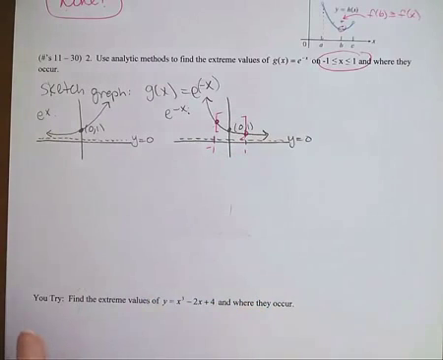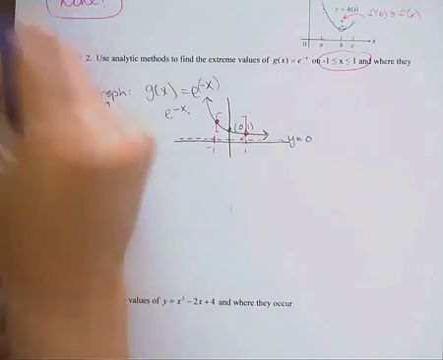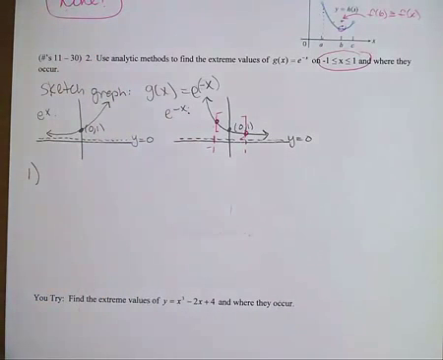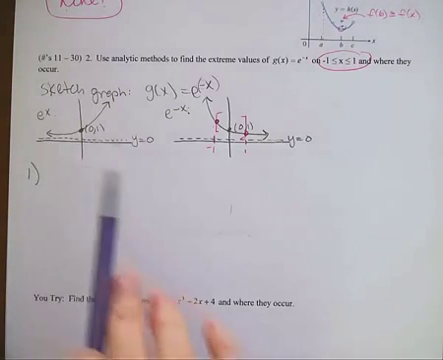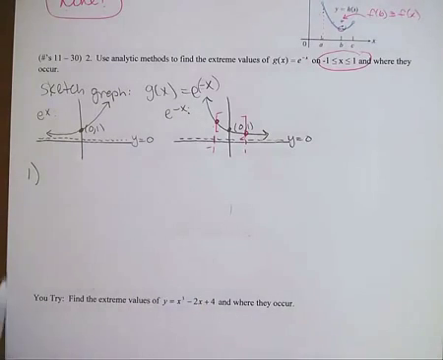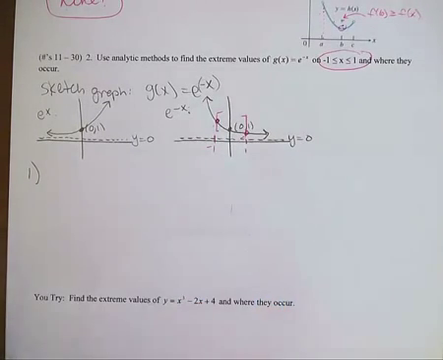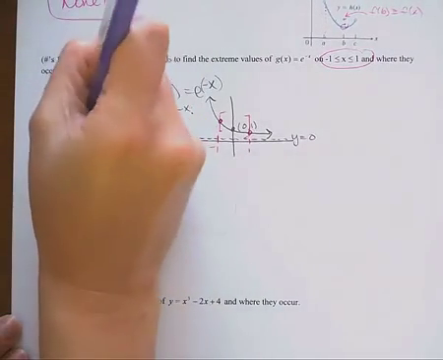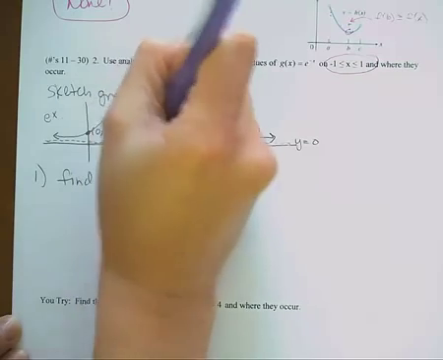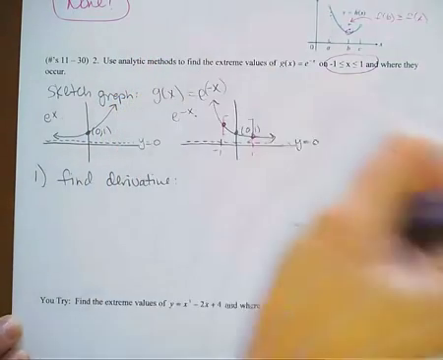And now what we're going to do is confirm algebraically, because this is what you'll have to do on the AP test. Well, we remembered from the first page that if there's a max or a min, it's going to occur either at the endpoints, which we can see that it does here, or where the derivative is either equal to 0 or is undefined. So for the first step, I'd like you to find the derivative.